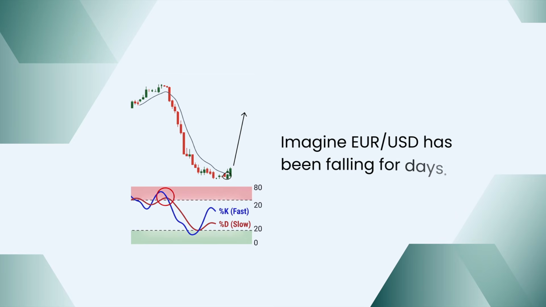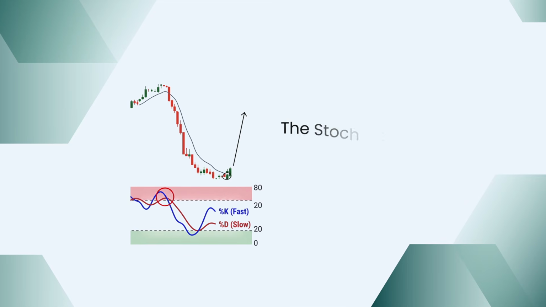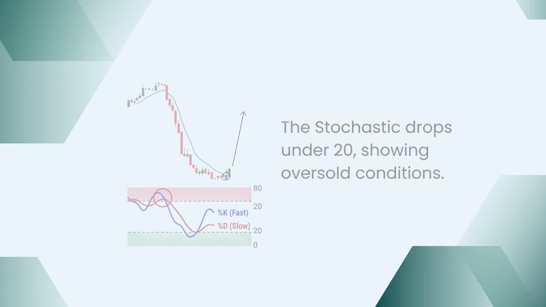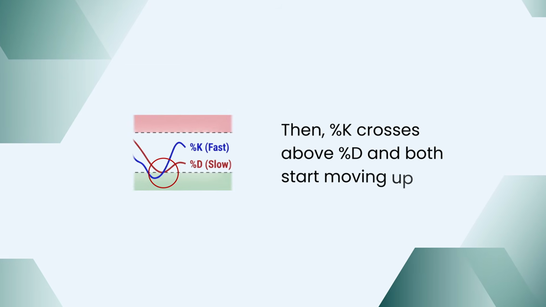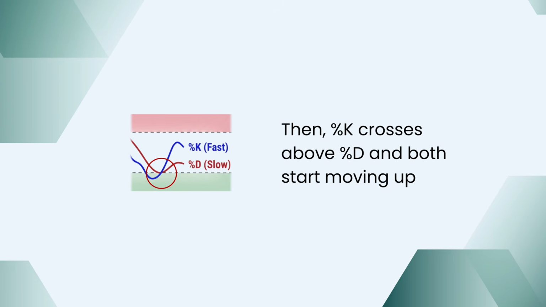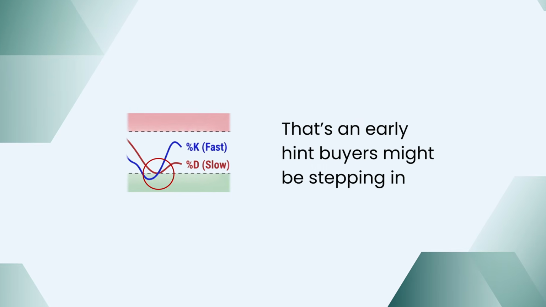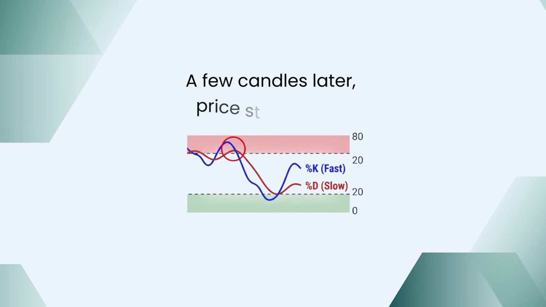Here is a practical example. Imagine EUR/USD has been falling for days. The stochastic drops under 20, showing oversold conditions. Then percentage K crosses above percentage D, and both start moving up. That's an early hint buyers might be stepping in. A few candles later, price starts rising.